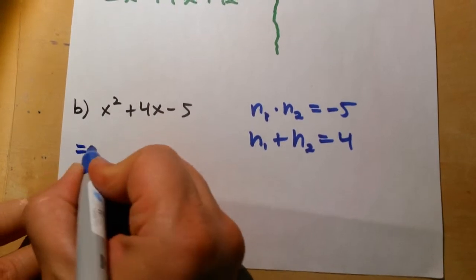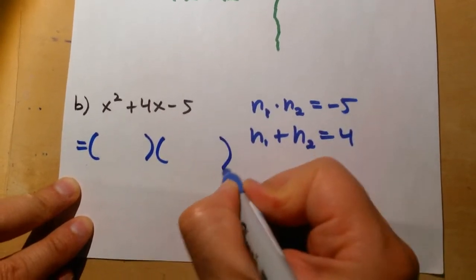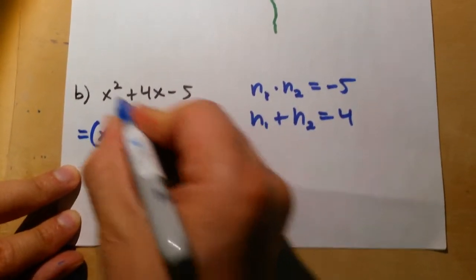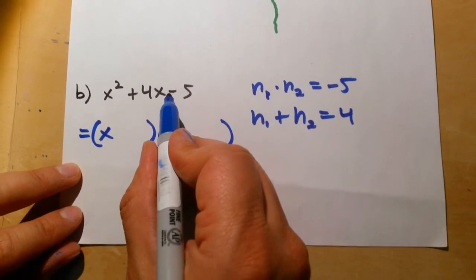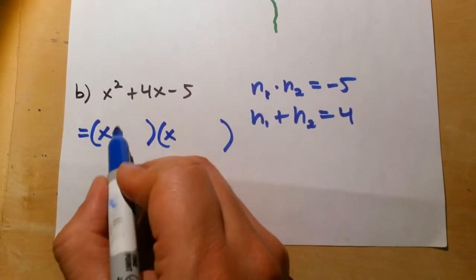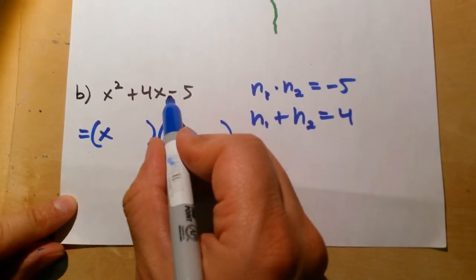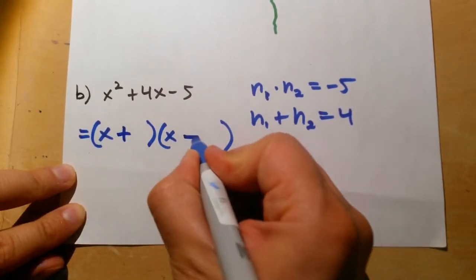So let's look at these. We're going to multiply two binomials. And what are these two binomials going to be? Well, x times x in order to get x squared. Fine. We know that the product will have to be negative, so that means one number will have to be positive, the other one negative. They have to have different signs if we want our product to be negative. So let's put a positive and a negative, right?